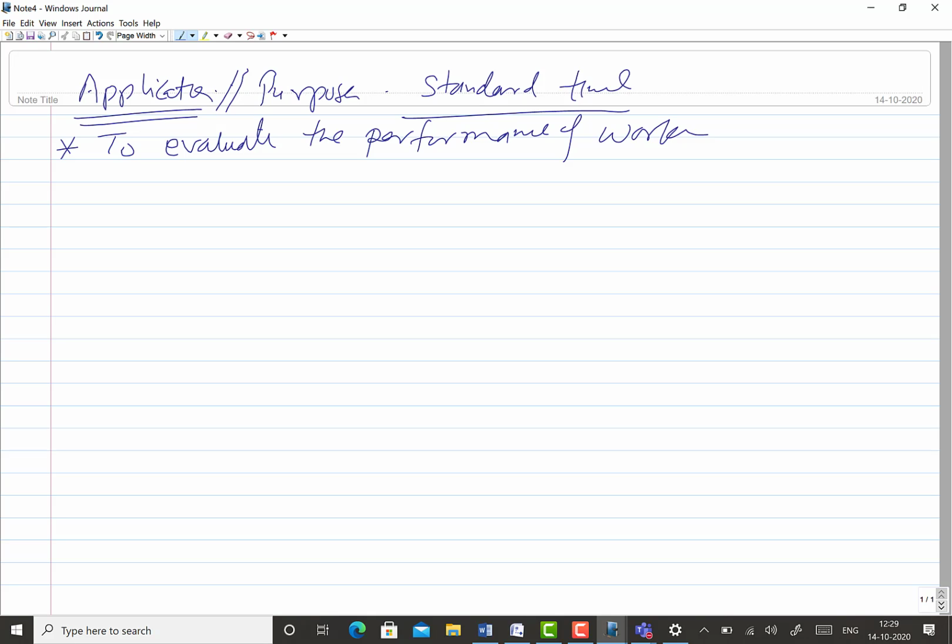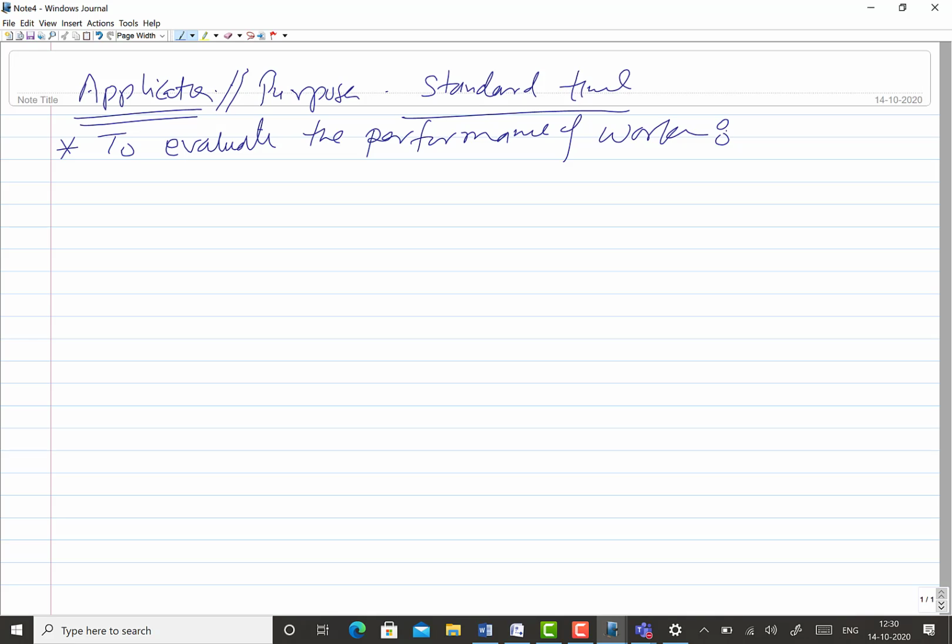So the one thing that can be realized through the standard time is the assessment or evaluation of the performance of the worker. How well the worker is performing can be simply determined. Whether the worker takes 22 minutes or 18 minutes to complete the job will indicate the relative performance of the worker with respect to the standard time or standard output.